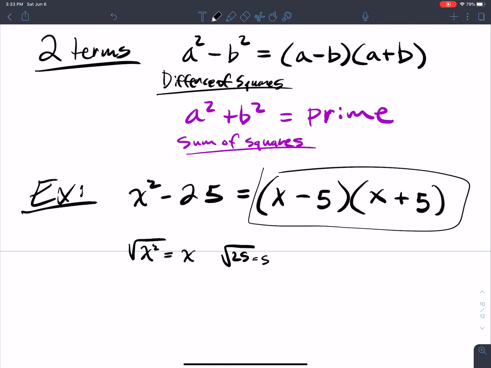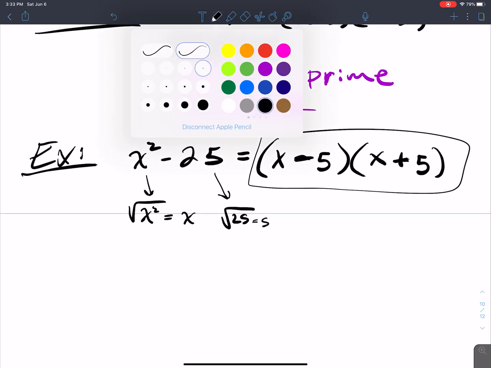You square root each piece, and then whatever those are, you put one plus, one minus, and you're good to go. That's all there is to it. Okay, let's try another one.